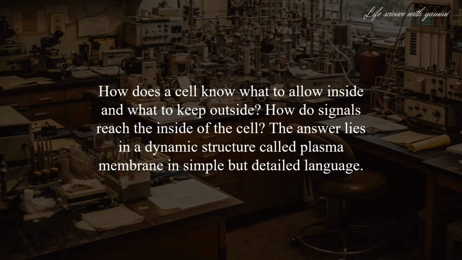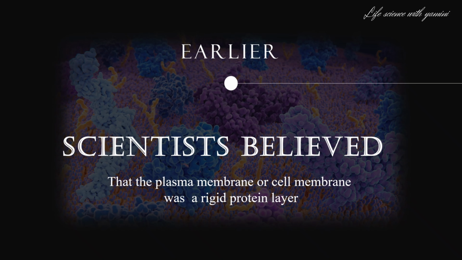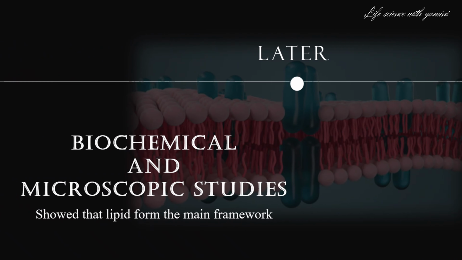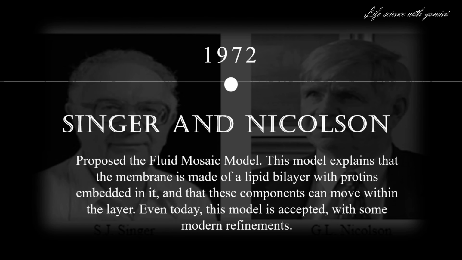In simple but detailed language, earlier, scientists believed that the plasma membrane or cell membrane was a rigid protein layer. Later, biochemical and microscopic studies showed that lipid formed the main framework. In 1972, Singer and Nicolson proposed the fluid mosaic model. This model explains the membrane is made up of a lipid bilayer with protein embedded in it, and that these components can move within the layer. Even today, this model is accepted with some modern refinements.